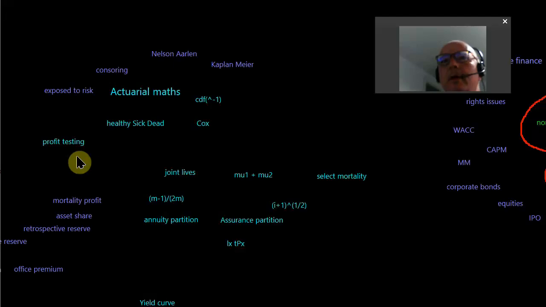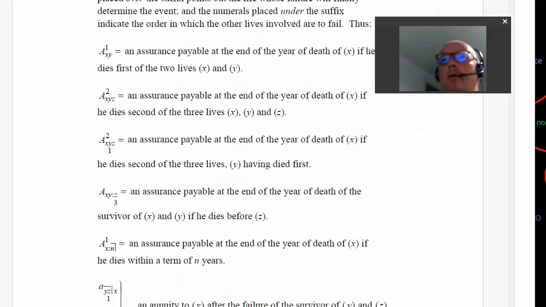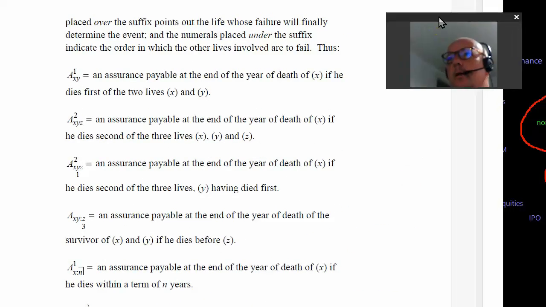Next topic we're going to look at is joint lives, and like every other actuarial topic, you can go to town on this and go into enormous amounts of different permutations and combinations. Let's look at the orange tables. Let's look at the sort of notation.